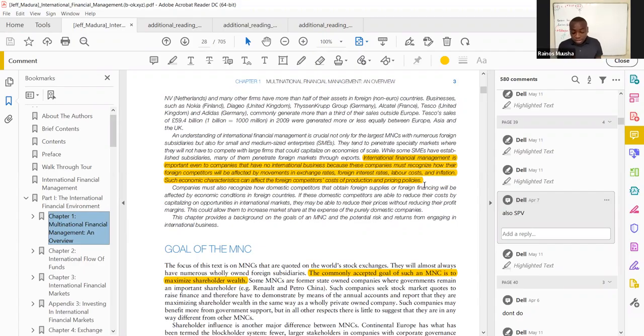So even if you're a company that is producing goods locally in South Africa and selling to the local domestic market, you are going to be very interested to find out exactly what factors are going to be affecting the competitor firms as well.